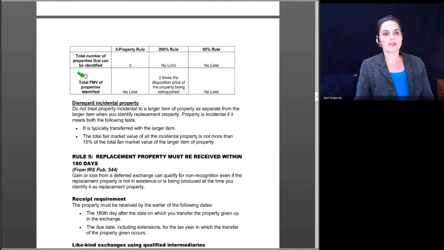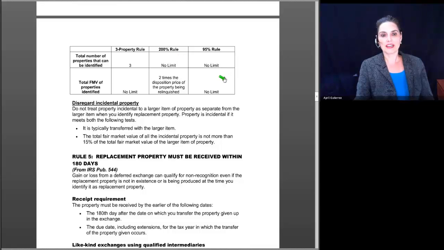If you're looking at the total fair market value of the properties identified rule, then you would go over to the 3-property rule, and there is no limit that applies. Under the 200% rule, you would have 2 times the disposition price of the property being relinquished. So essentially, you can either fall under the 3-property rule or the 200% rule. But if you fall under the 200% rule, you can have any number of properties. It's just that the total value of the properties cannot exceed 200% of the property being given up.